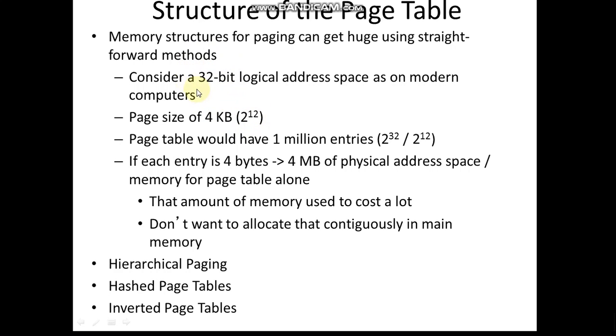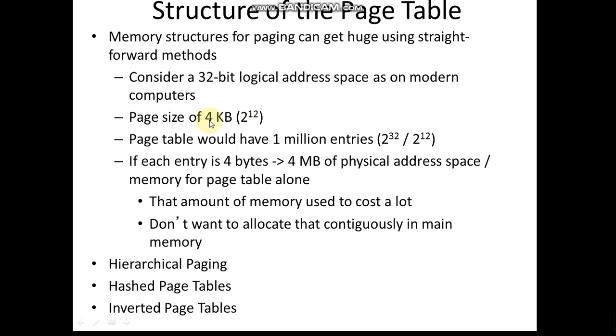We have a logical address space of 32 bits. So a 32-bit logical address space can have addresses of 2 raised to 32. Then we can have a page table of a million entries. How can I say a million entries? We have a total memory of 2 raised to 32 and we are breaking it into blocks of size 2 raised to 12.